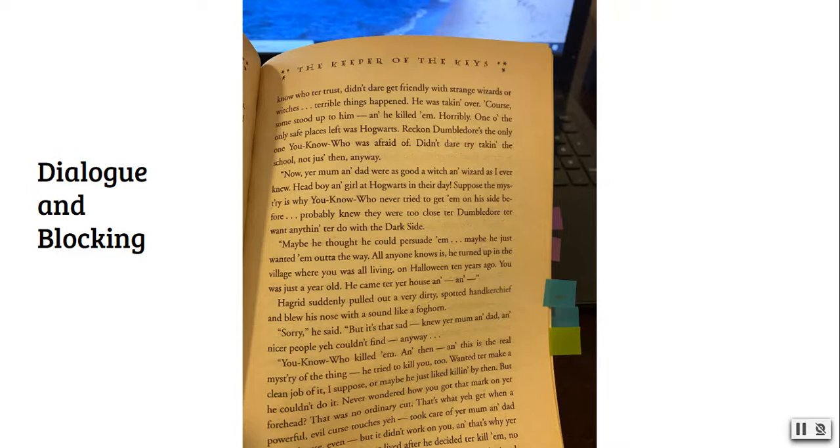And Hagrid says, "Now, your mom and dad were as good a witch and wizard as I ever knew. Head boy and girl at Hogwarts in their day. Suppose the mystery is why you-know-who never tried to get him on his side before. Probably knew they were too close to Dumbledore to want anything to do with the dark side. Maybe he thought he could persuade him. Maybe he just wanted him out of the way. All anyone knows is he turned up in the village where you was all living on Halloween 10 years ago. You was just a year old. He came to your house and Hagrid suddenly pulled out a very dirty spotted handkerchief and blew his nose with a sound like a foghorn."